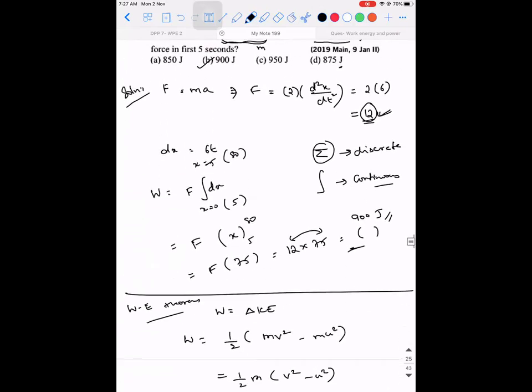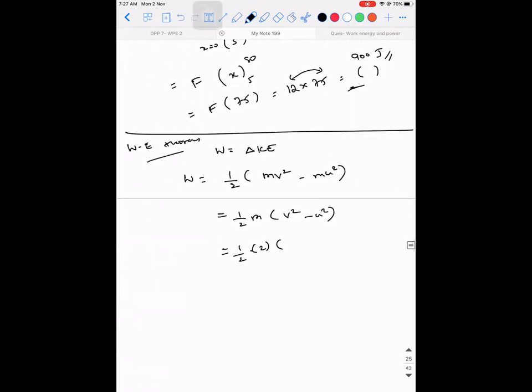I asked a simple question. V is equal to 6t. If you differentiate x with respect to t, at t equal to 0, it is 0. What is the velocity at 5 seconds? 30. So 30 square minus 0 square. 2 and 2 are gone. 900. Same answer, but in less number of steps. Got it?